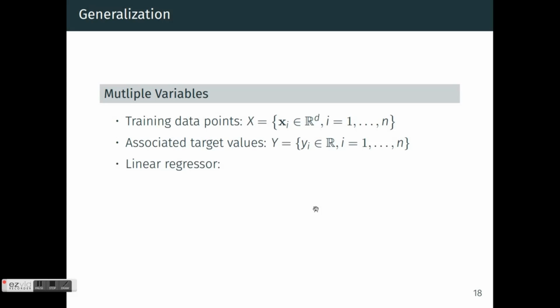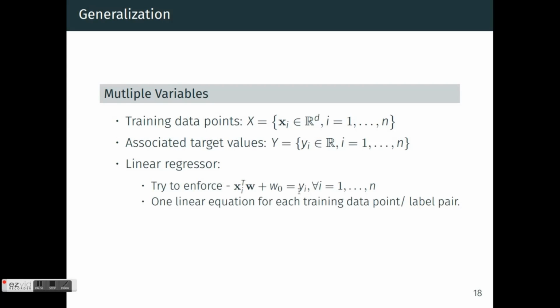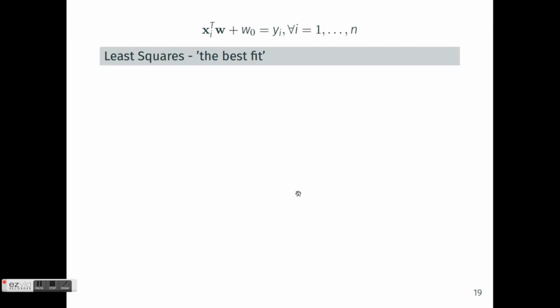The linear regressor can be defined as an inner product of the data point with a weight vector plus w naught, where w naught is a bias or an intercept in case of a line, and the output is a real number yi. So for each observation, or sample point, or data point, we have one corresponding output which is a real number, and for n observations we will have n such linear equations.